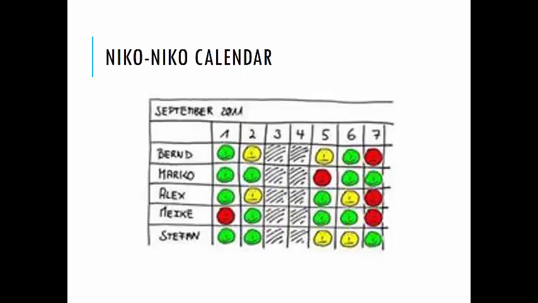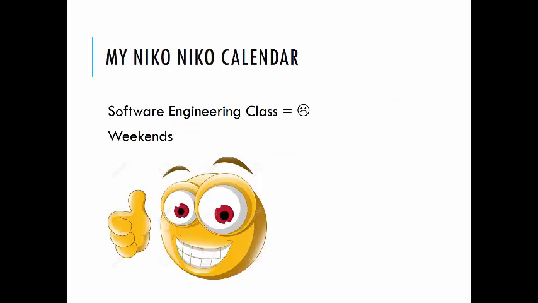And last but not least is the Niko-Niko calendar. It basically shows your team members' moods so that you can monitor progress. Here's my little Niko-Niko chart for you. During times when we're teaching the software engineering class, it's one thing, and on weekends it's another.